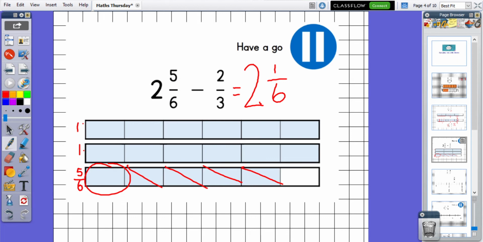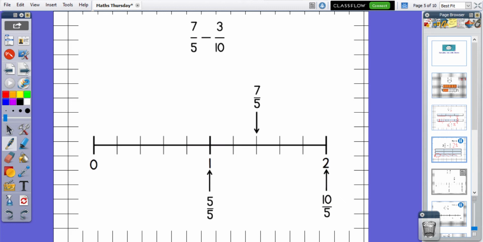Okay, so let's have a look at the next method it wants us to use. So you can see here I've got a number line this time, and it goes from 0 to 1 and then 1 to 2. Underneath the 1 it tells us that that is equivalent to 5/5, and you know that if the numerator and the denominator are the same, that is equivalent to 1. Okay, so we've got 7/5 subtract 3/10. That's why I've put fifths on my number line so far, and I have marked on where 7/5 is. Okay, but I need my number line to be in tenths.